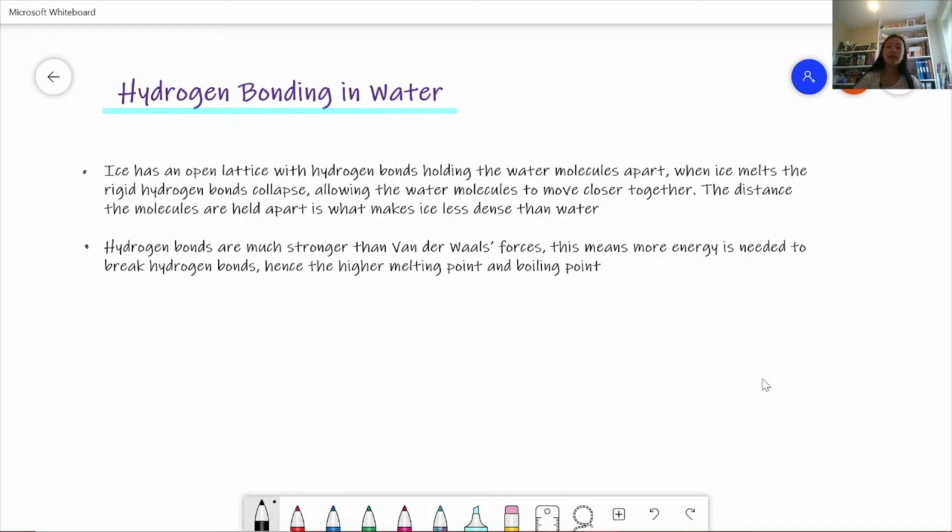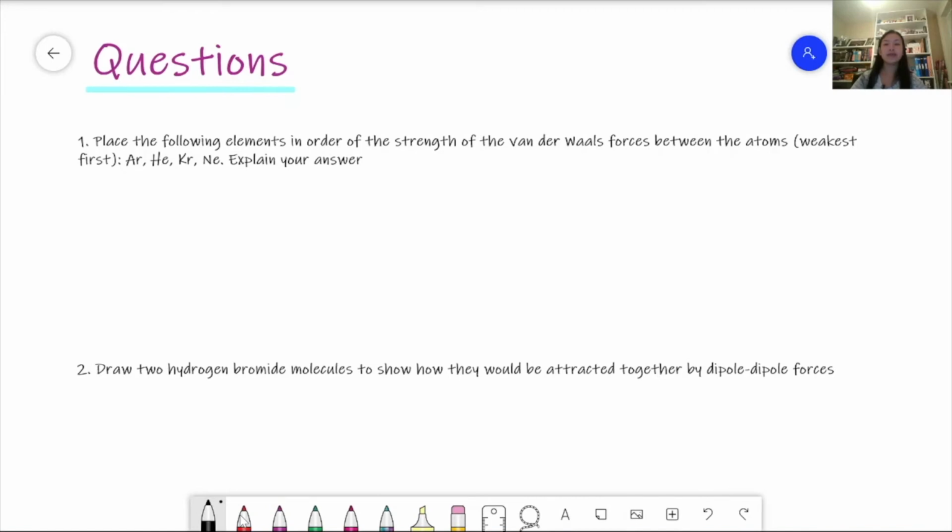The distance the molecules are held apart is what makes ice less dense than water, because water molecules are so much closer together. And secondly, hydrogen bonds are much stronger than van der Waals forces, because hydrogen bonds are the strongest out of the three intermolecular forces. This means that more energy is needed to break these hydrogen bonds, so water has a higher melting and boiling point compared to other molecules, even though water is also a molecule. So now we're going to move on to some questions.